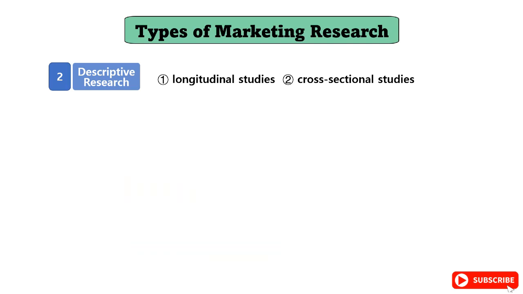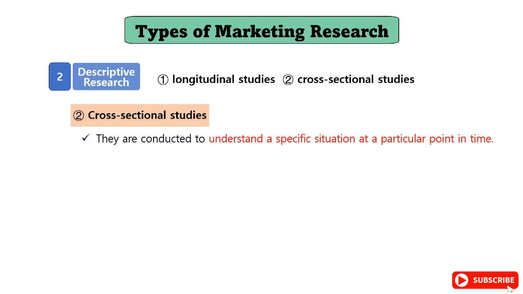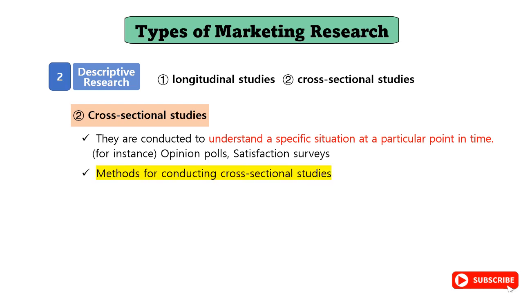On the other hand, cross-sectional studies are conducted to understand a specific situation at a particular point in time. Opinion polls and satisfaction surveys, for instance, fall into the category of cross-sectional studies. Methods for conducting cross-sectional studies include on-site surveys and survey-based research.